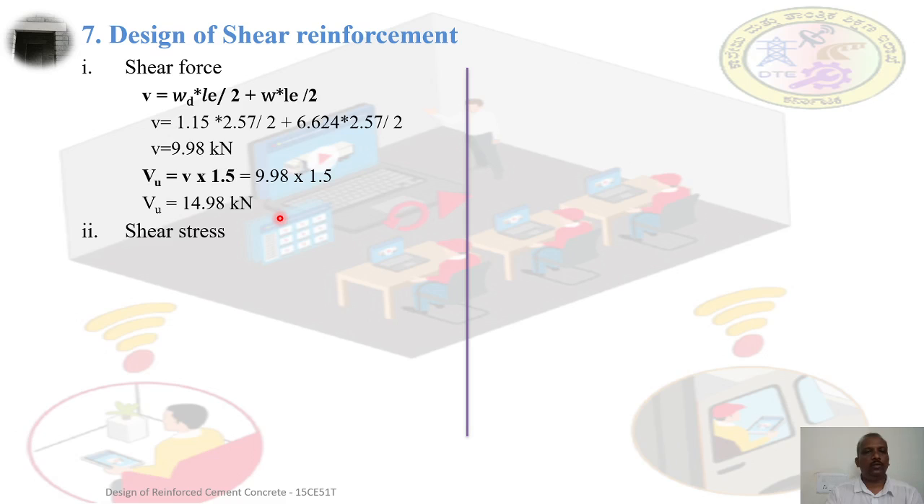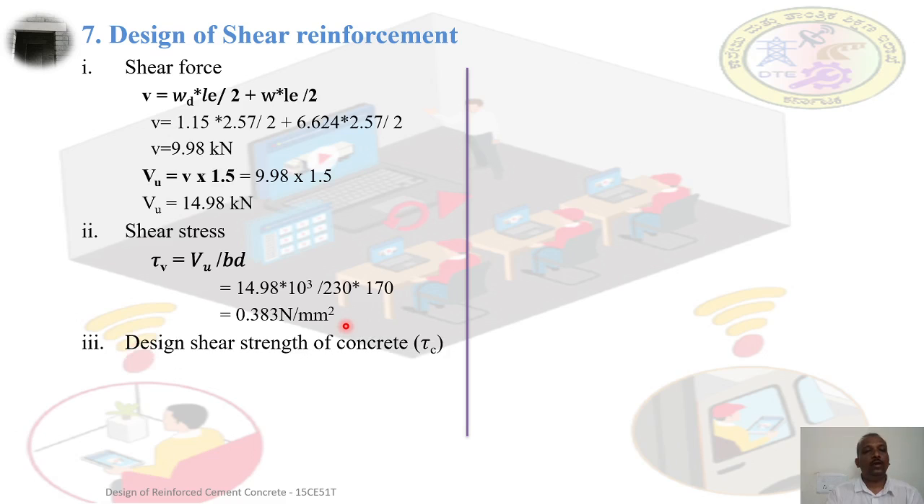We need to calculate the stress, that is the shear stress, or you may call it the nominal shear stress, which is equal to tau V equals Vu by bd. Once you substitute the values of Vu, b and d in this equation, we get the nominal shear stress as 0.383 Newton per millimeter square.